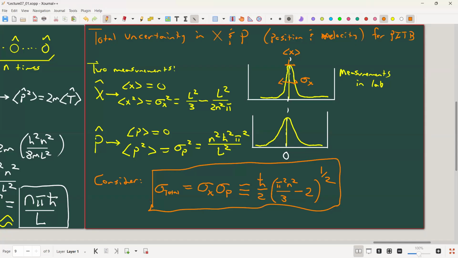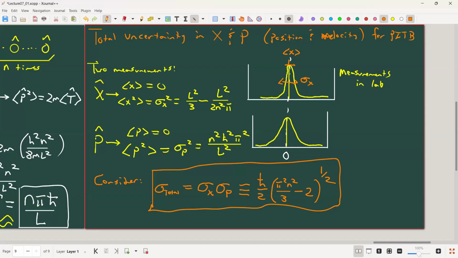There's nothing about the actual measurement device here. There's no systematic error in the device yet. I'm assuming that my instrument is perfectly calibrated and has no error. What this is telling me is that measuring the position and momentum of this electron in this box is inherently error-filled. And that error gets worse as energy increases.